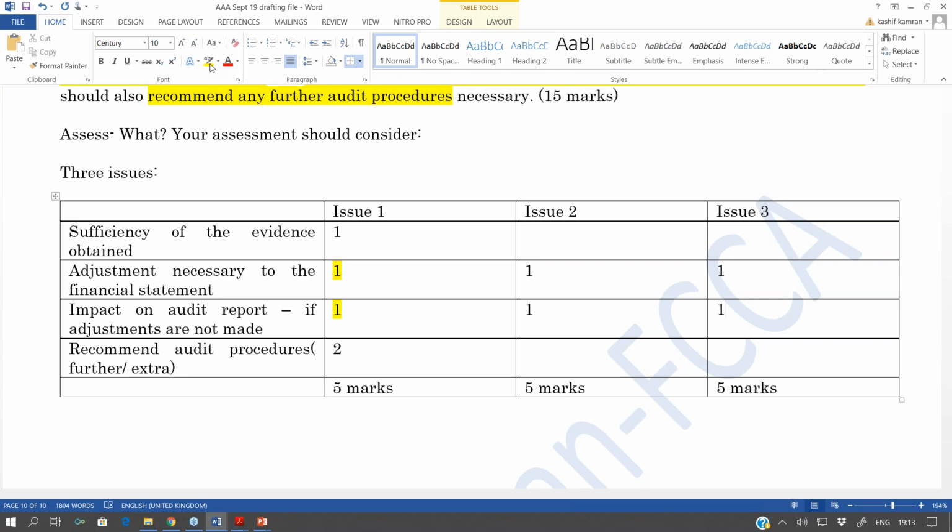Now, the remaining marks have to be bifurcated between the sufficiency of evidence and the procedures. Are you getting this point? Adjustment and impact is 1 and 1. So how many marks am I left with? 3, 3, 3. Now I can write more sufficiencies and less procedures. I can write more procedures and less sufficiencies. But can I write something 0? No. So are you understanding how to allocate marks, making them 5?